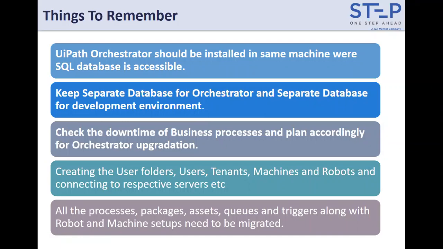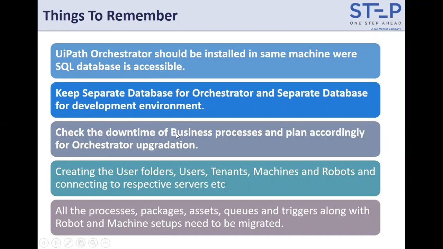For example, if a customer has one server with two user IDs, A is one user ID and B is the other. So if we are trying to install UiPath Orchestrator under user A, but SQL Server is accessible only under user B, then the database is not accessible to the Orchestrator, and we will get an error. So it is very important that UiPath Orchestrator should be installed on the same machine where the SQL database is accessible.